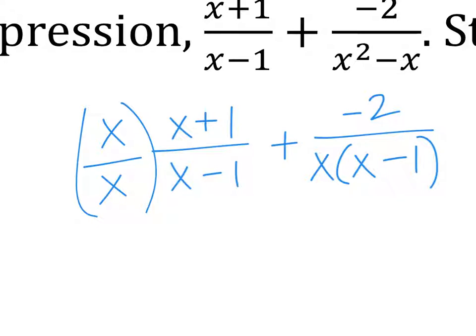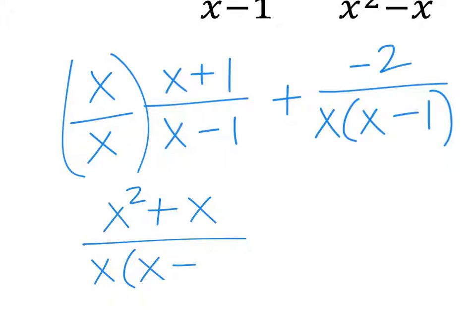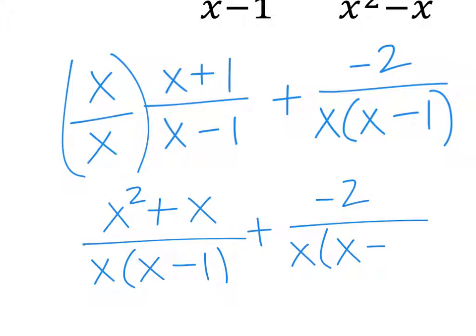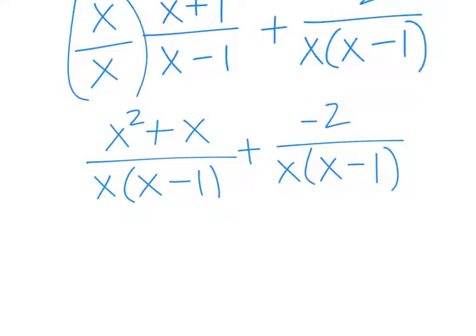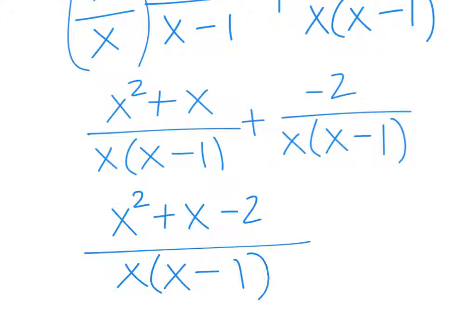I think you guys can solve this one. Okay, let's do this together. This is x squared plus x over x times x minus 1, plus minus 2 over x times x minus 1. Okay, this is now x squared plus x minus 2 over x times x minus 1.